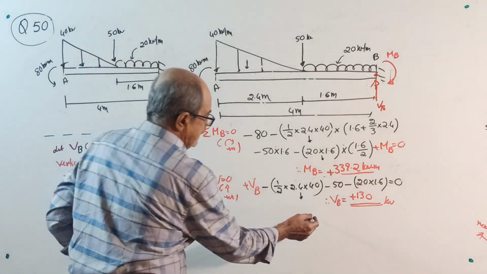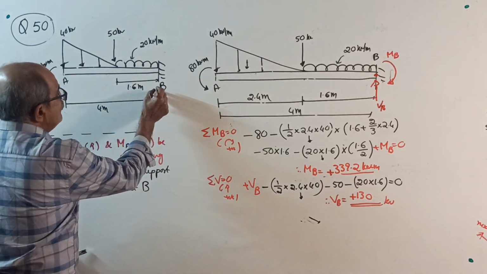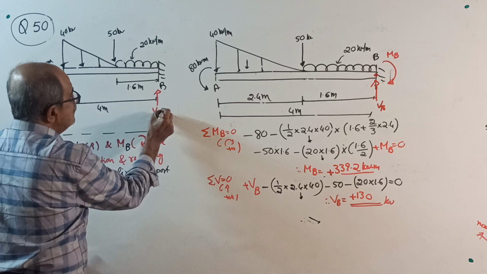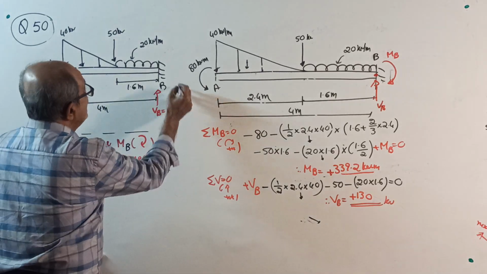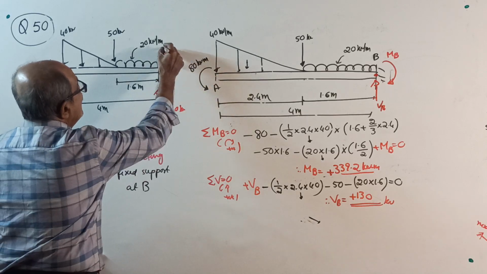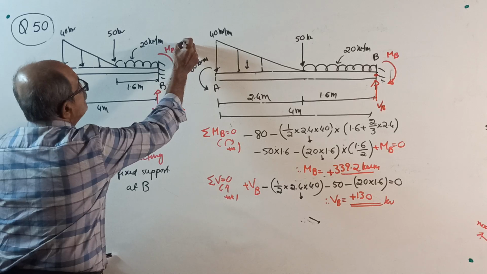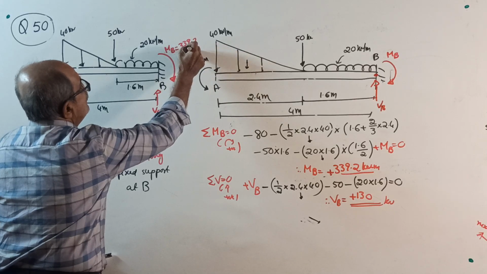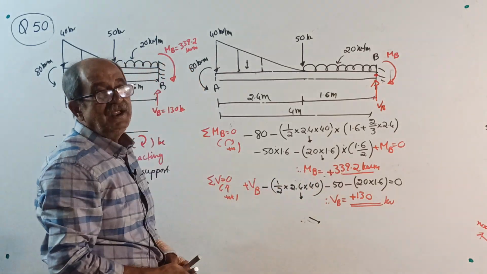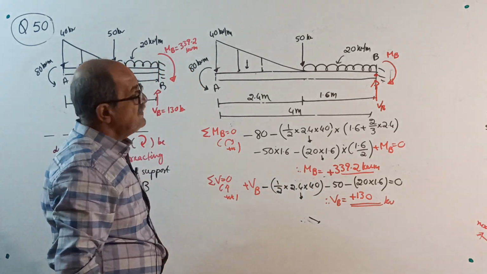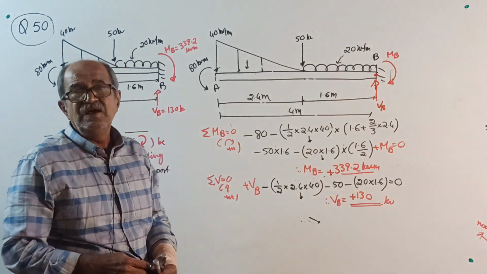Okay, right. Therefore, as usual, the final answer: reaction VB upward equals 130 kilonewton, no plus or minus. Reacting moment MB equals 339.2. Sometimes when I looked first, it looked like 337.2 to me. I checked once again, it came 339.2. So that was a calculator mistake. Once the steps are clear, you check the answer.